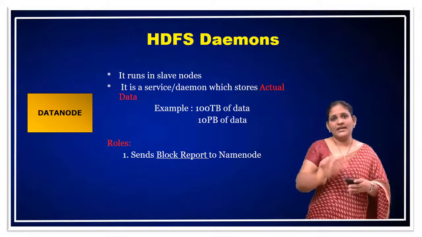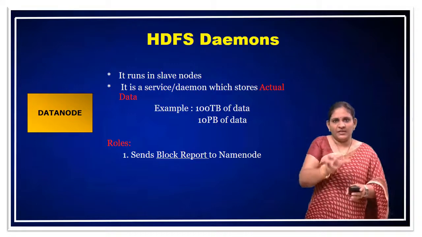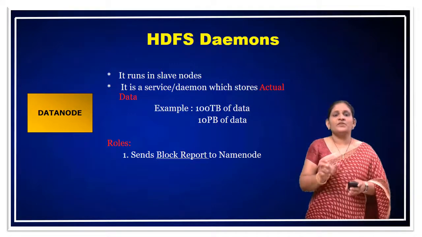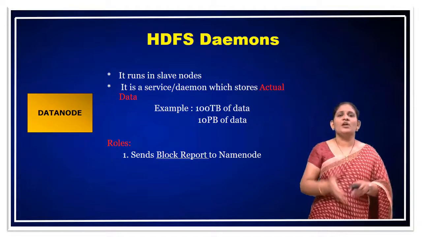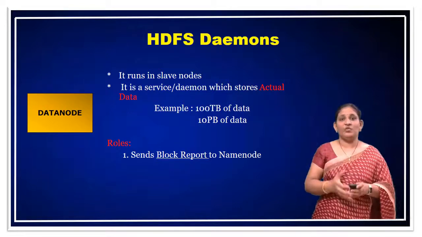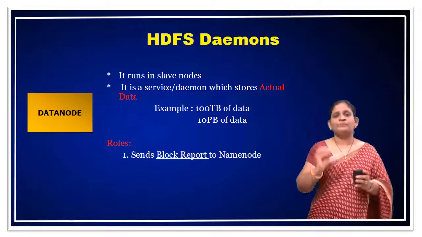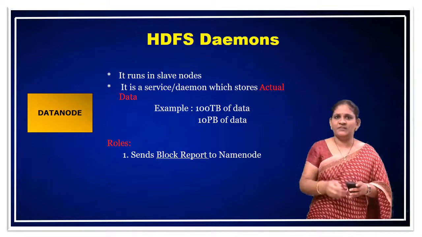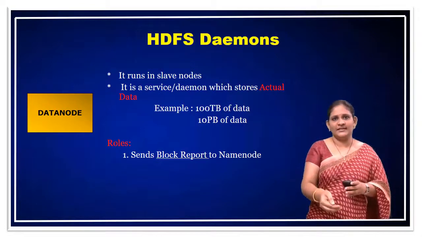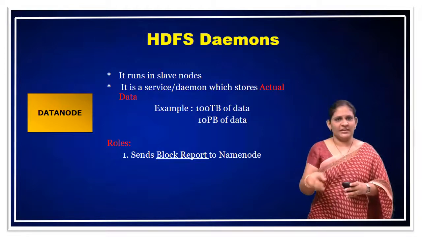Master is the name node. Slave is the data node. So the slave will be communicating with the master, and the master also communicates with the slave. Now the slave will be sending a block report to the name node. What does that block report mean actually? Whenever a data node gets a new block, in the data nodes we will be storing the blocks, isn't it? The file is divided into blocks. Each block will be stored in a data node.